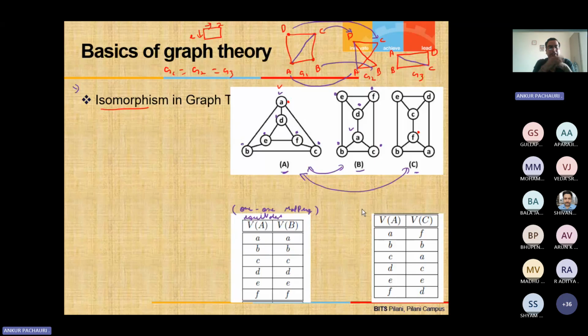Then we check for the orientation. There are 3 nodes with degree 3, 2 nodes with degree 2, and 1 node with degree 1. Is it the same in the other graph? If there's an exact match, then we can say the sequence of degrees is also the same. Fine. So in that case, those 2 graphs may be isomorphic.